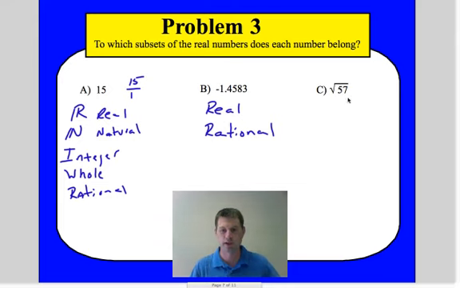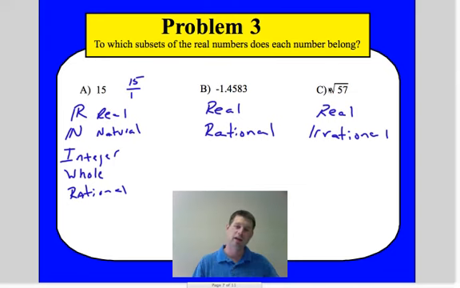Let's go to part C, radical 57. So the question is, is radical 57 a perfect square? We looked at that the other day. It's not a perfect square. We don't have that on our list. So as we go through, we can say, is it real? Well, yeah, it's definitely real, because that's what we're talking about. But it is irrational, because it doesn't terminate. Anything with a radical, as long as it doesn't simplify down, is going to be irrational.